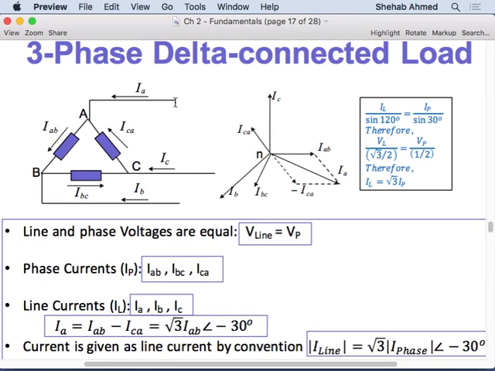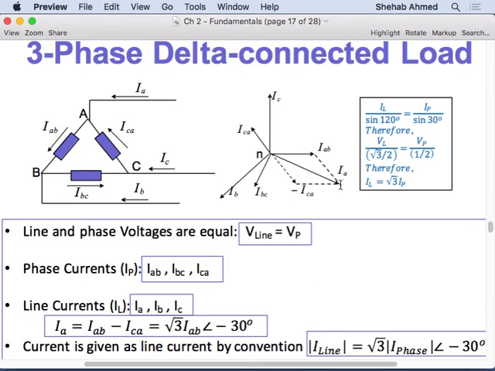If I want to find my line current, it is the difference between these two, right? So IA plus ICA is IAB, right? I have my phase currents IAB, IBC and ICA. So IA is equal to what? IAB minus ICA. This is IAB and this is ICA. I take the opposite of ICA and add it to the end of IAB. So I end up with my line current IA.